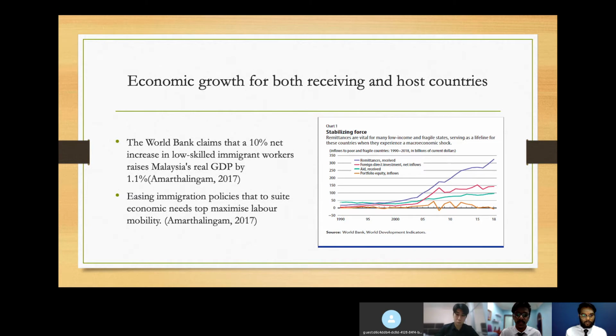Moving on to the disadvantages of labor migration by Goh Kim Wei.